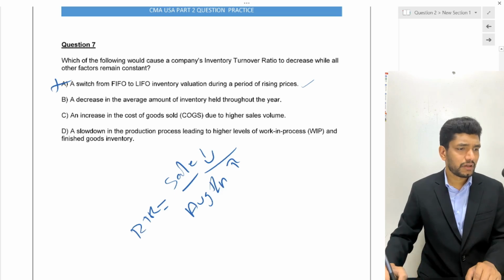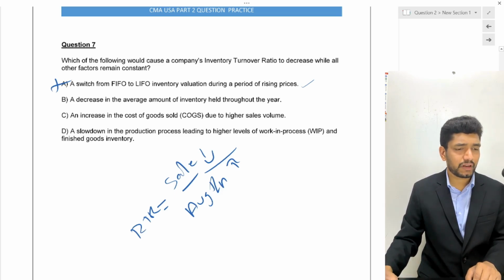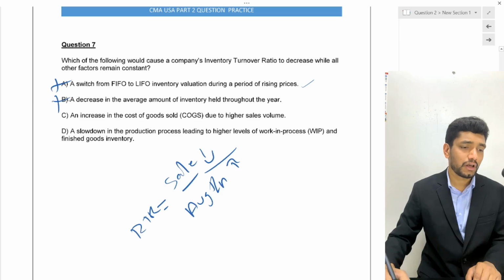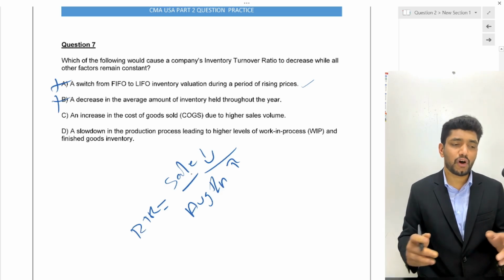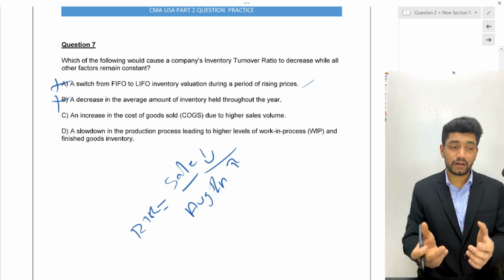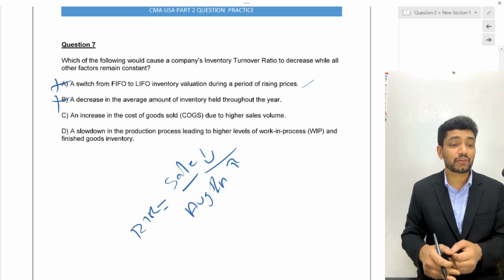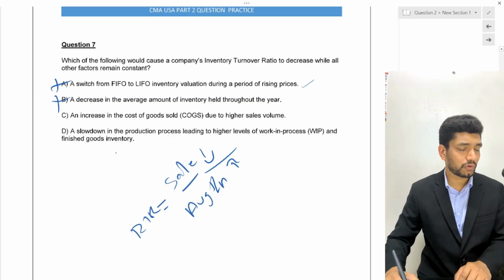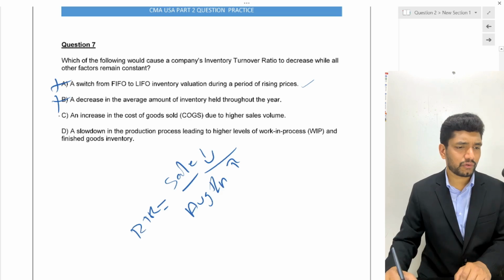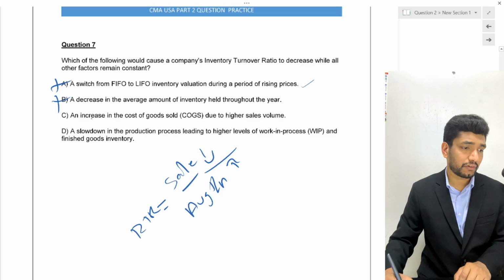Second option, a decrease in the average amount of inventory held throughout the year. If the average inventory held is reduced, definitely this is also wrong, because we have only two ways to reduce the ratio: the sales has to decrease or the inventory has to increase. So let's move to option 3. An increase in cost of goods sold due to higher sales volume. Again, if the sales increase, the ratio will increase, not decrease. So this is also wrong.